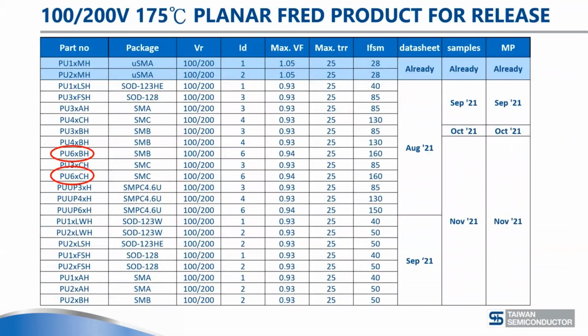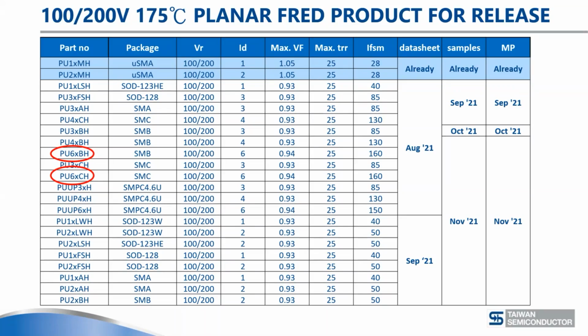So this is an overview of where we're going. We already introduced 16. We are going to introduce a few more in the next couple of months. I highlighted two there, the 6 amp in SMB and SMC. If you visualize again the picture of the planar device, there is sometimes waste on the left-hand and right-hand side, where you lose some of the active area. The planar die is a more complex and more expensive process, but you can get the same result with a smaller chip area. So that is one of the advantages of planar.